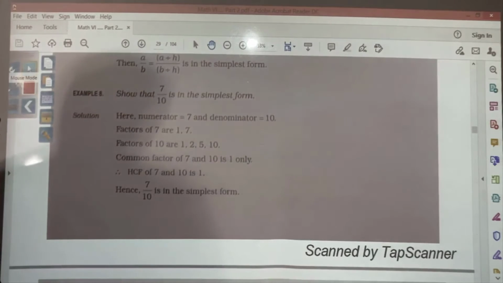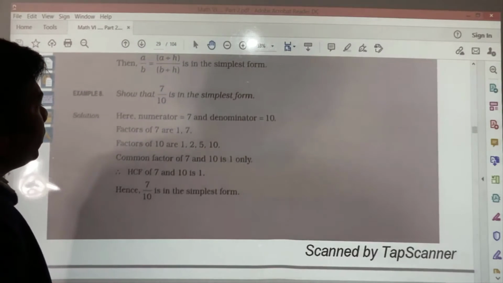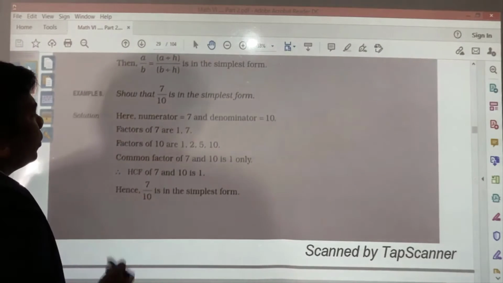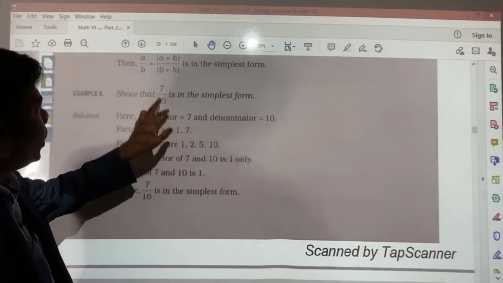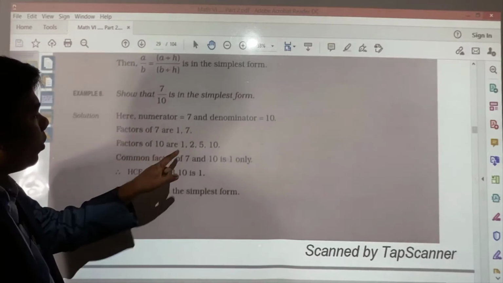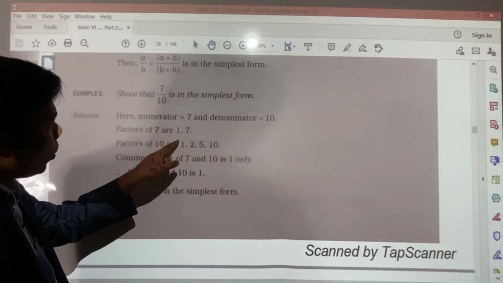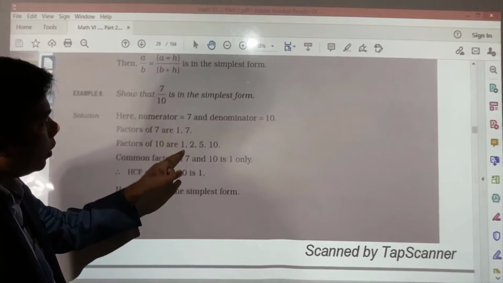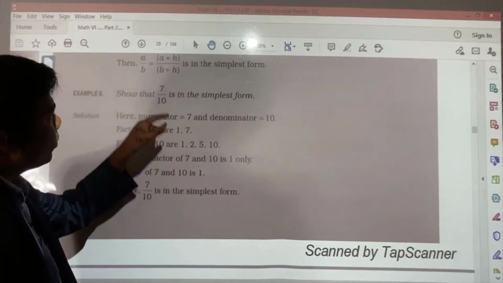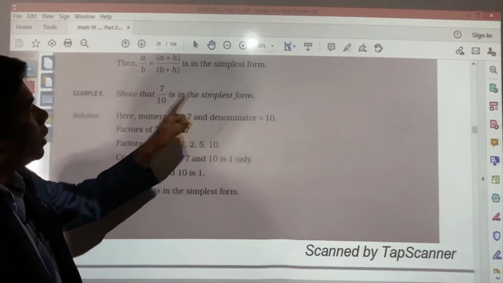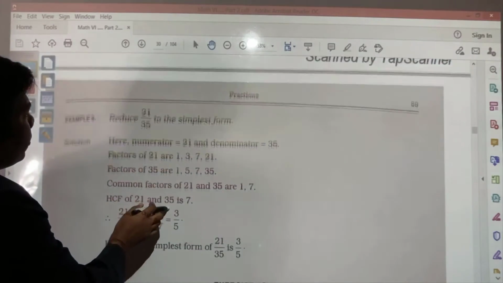Here you see, show that 7 by 10 is in the simplest form. Just see. Factors of 7 are what? 1 and 7. Factors of 10 are what? 1, 2, 5, 10. So the common factor is what? Only 1. No other common factors you have. So that's why 7 by 10 is in the simplest form.